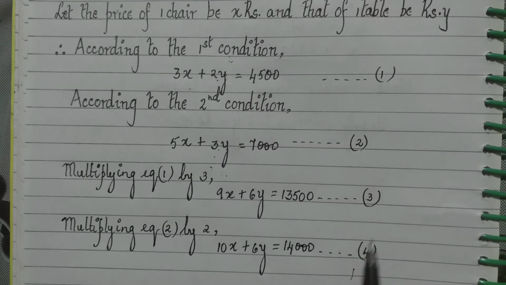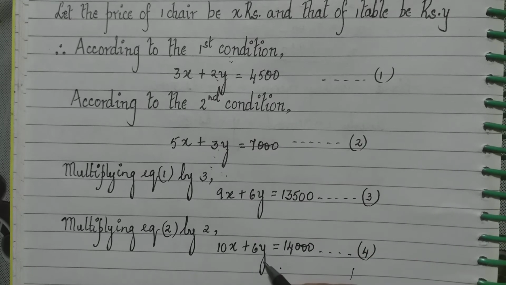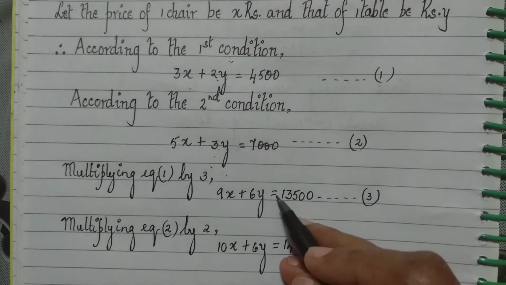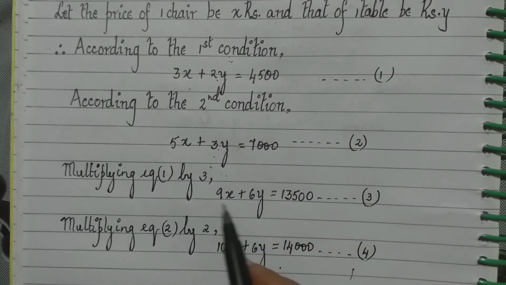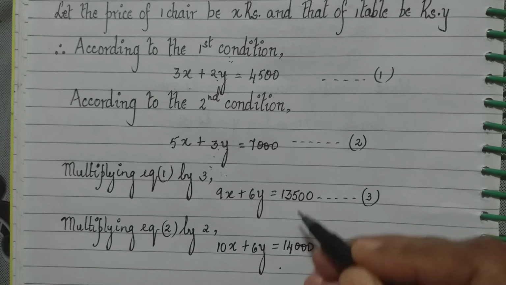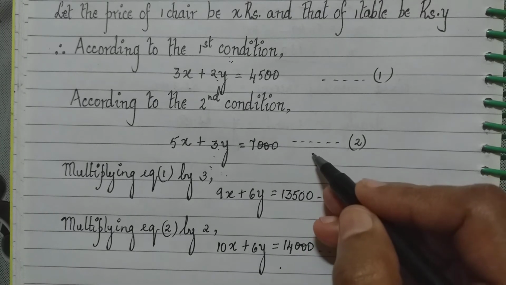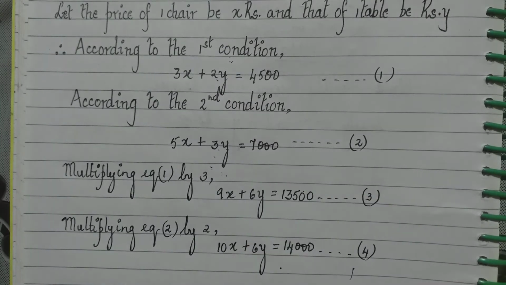Now what do I do with these two equations? Now I want either x or y from this. So what can I do? I can subtract one of these equations from the other. Now which will I subtract? I can subtract equation 3 from equation 4. Why? Because here 14,000 minus 13,500 will give me 500. 10x minus 9x will be x. And 6y and 6y will cancel.